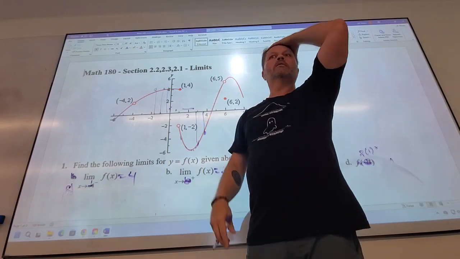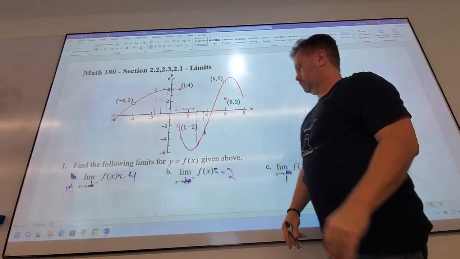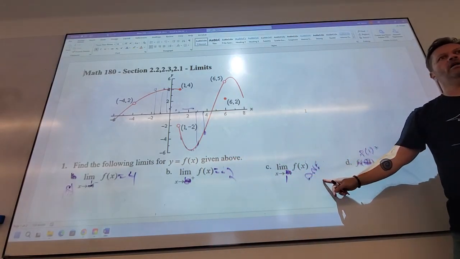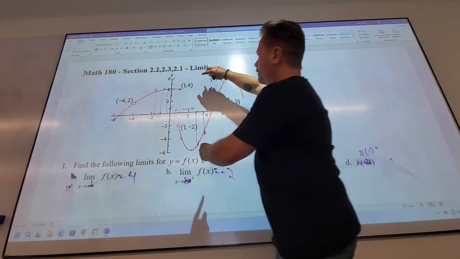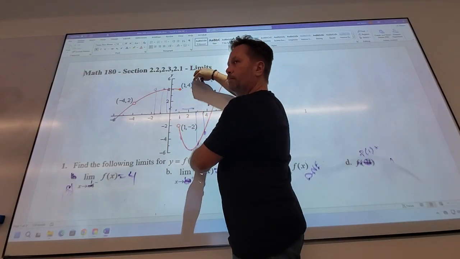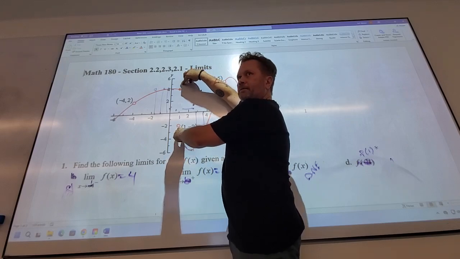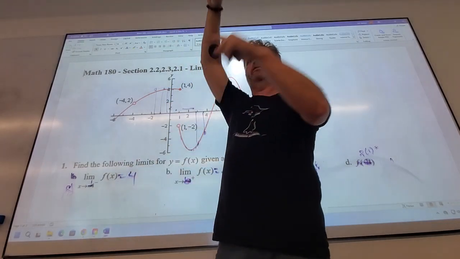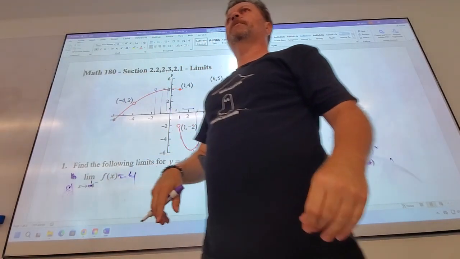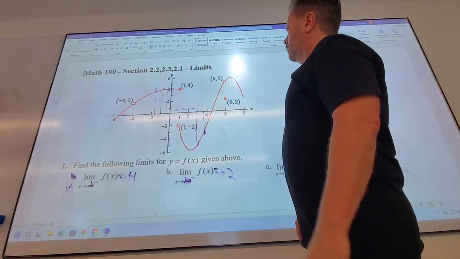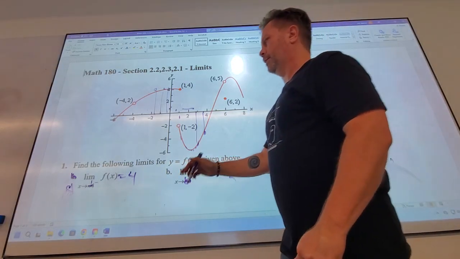Yes? Sorry, does that say does not exist on C? Hell yeah. Because if I ask you at 1, is there a point that I'm going to from both directions? Does that point exist? No, it doesn't exist because there's 2 different points. But isn't the x approaching beautiful?